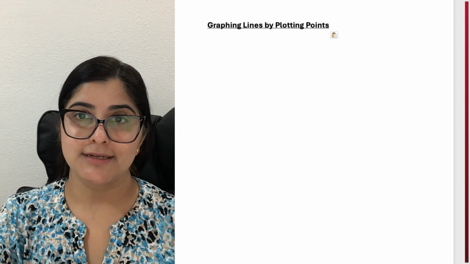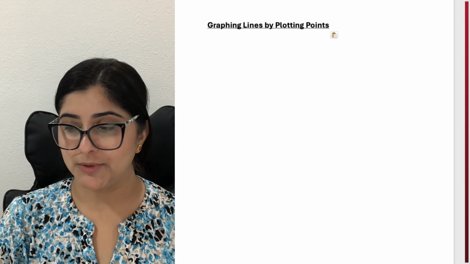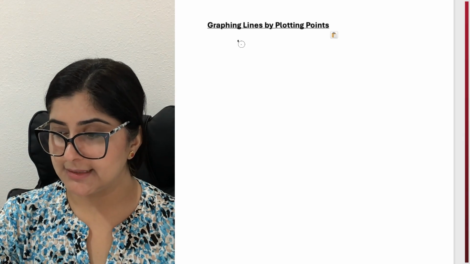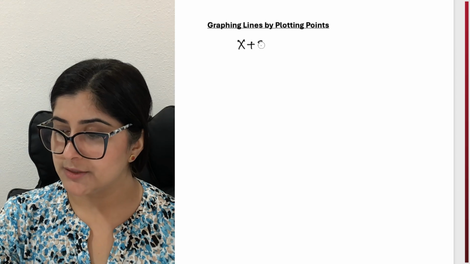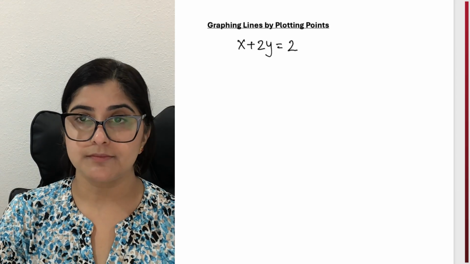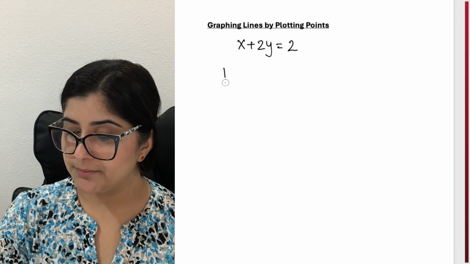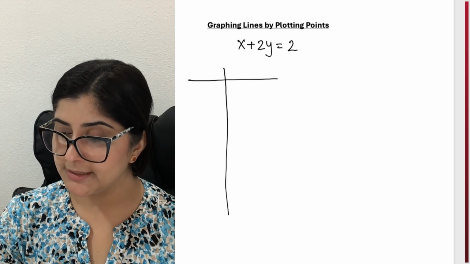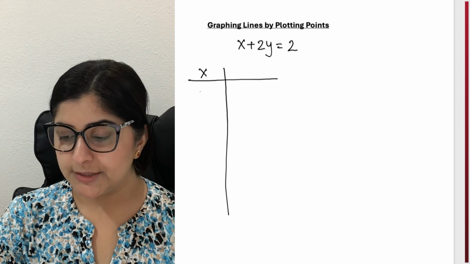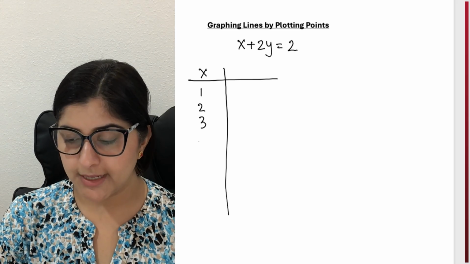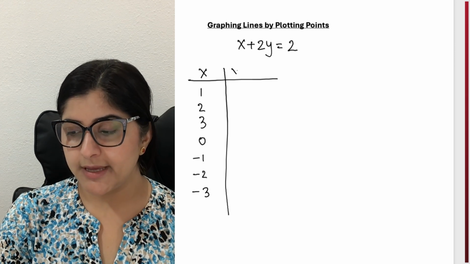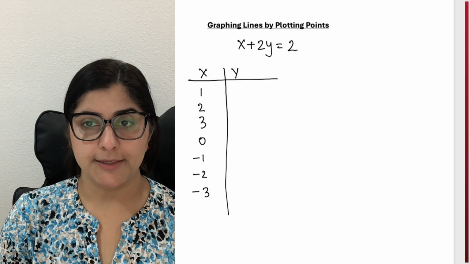Now we are going to learn how to graph lines by plotting points. Suppose we want to graph a line x plus 2y is equal to 2. So what we will do, we will plot points. We will draw a table and give some random values to x. Make sure you give some positive values to x, 0, and some negative values to x. And now we have to find the corresponding y value.